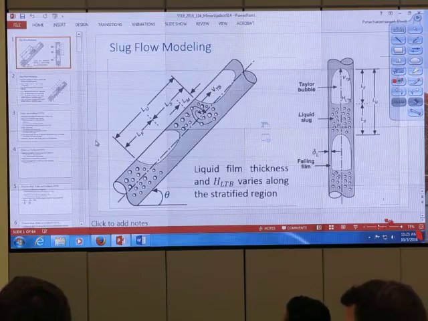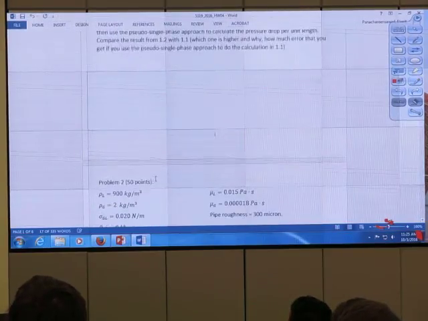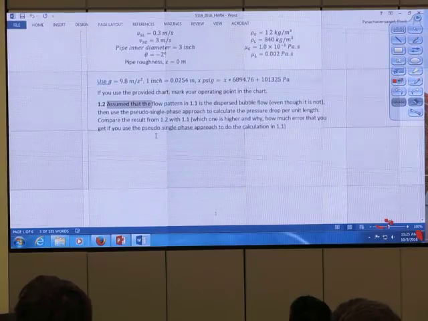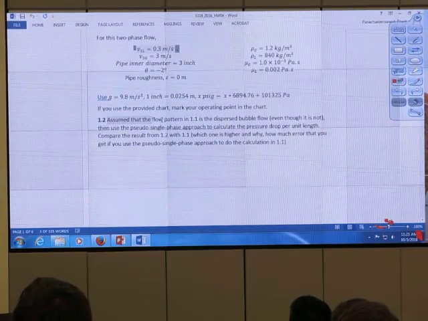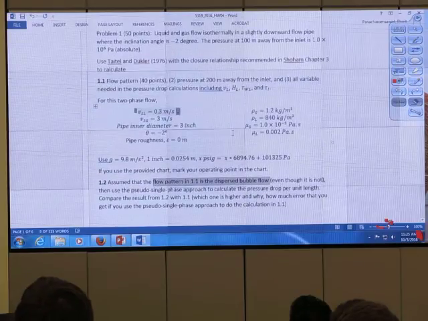Yes? I was just wondering, in problem 1.2, are you supposed to use the liquid holdup that you got in problem 1.1? In 1.2, assume that the flow pattern in 1.1 is dispersed bubble flow. Use the liquid HOA that you get from 1.1. Okay.